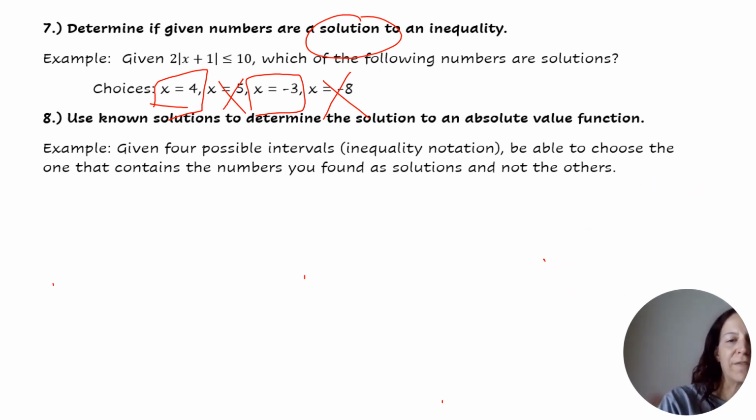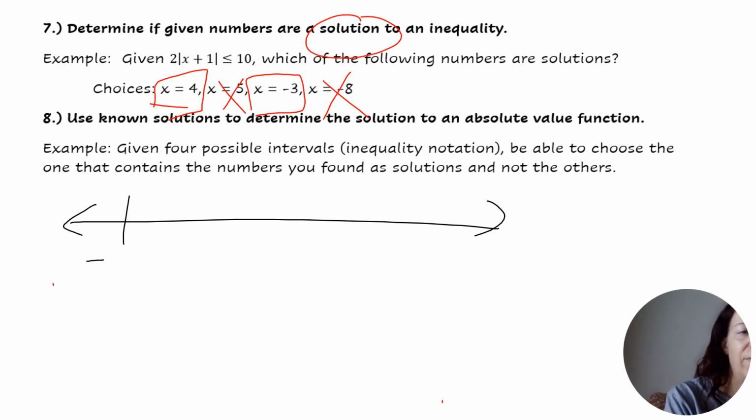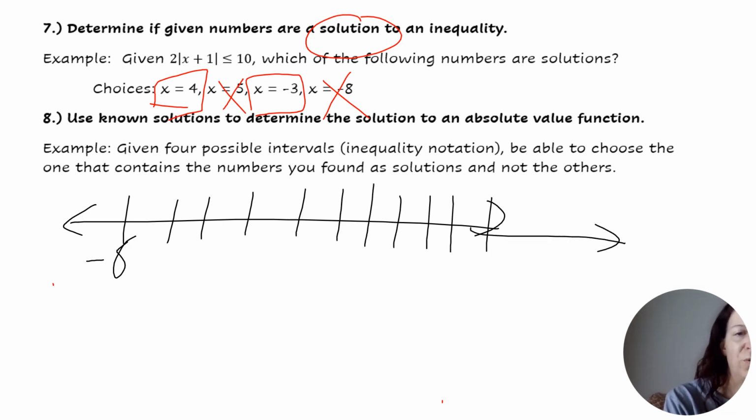Now, the second part says, now that you've gone through and determined if numbers are solutions, it's a multiple choice question. It'll be an inequality notation, and you should choose the solution to the absolute value. So if I were to look at this on the number line, -8, -7, -6, -5, -4, -3, -2, -1, 0, 1, 2, 3, 4. Oh, wait, and then we have 5.